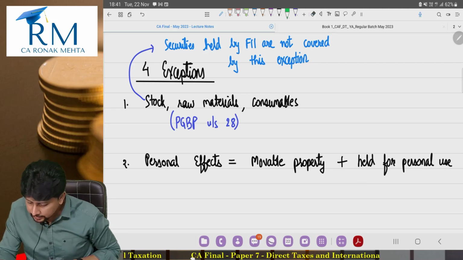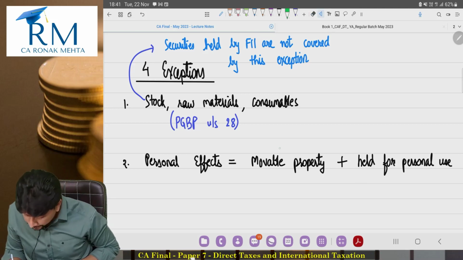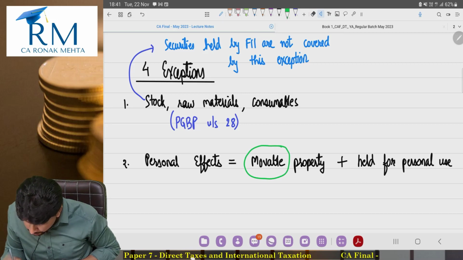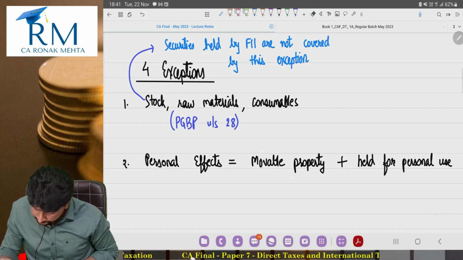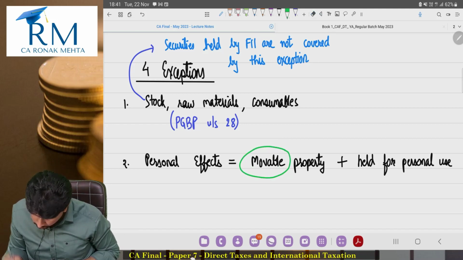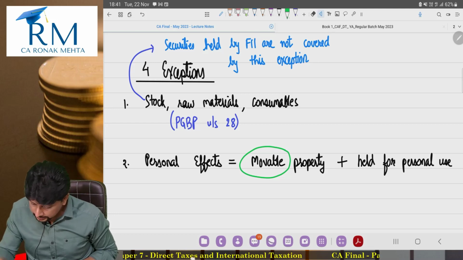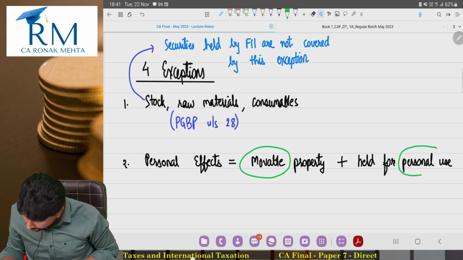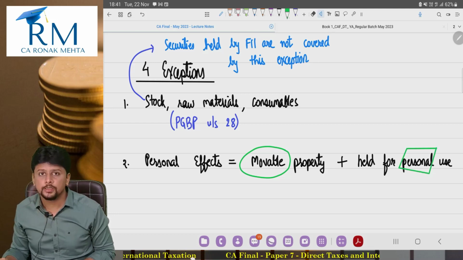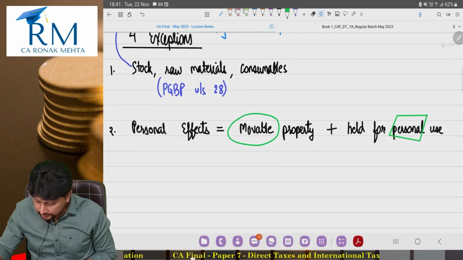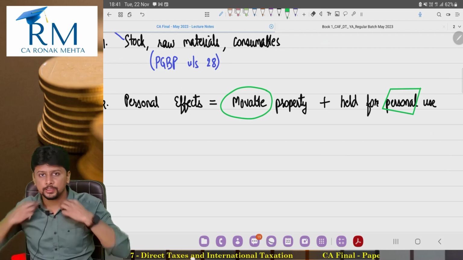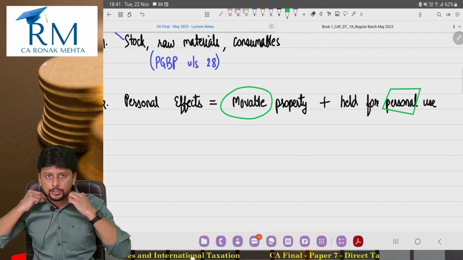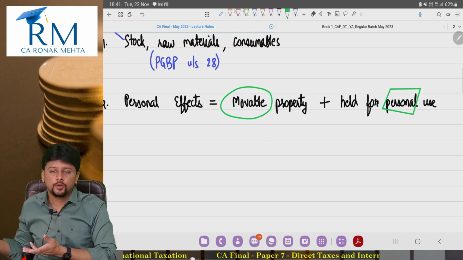So, I said, two important words to pay attention to. One, it should be movable, it should be movable in nature. Second, it should be held for personal use. Meaning, anything which is movable in nature held for personal use. This shirt, movable property held for personal use.